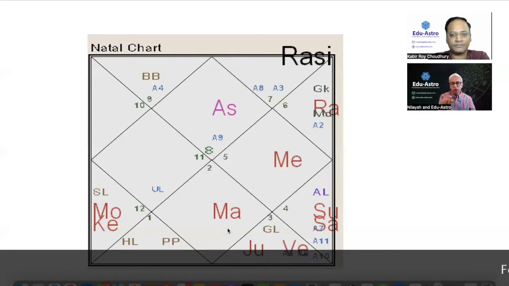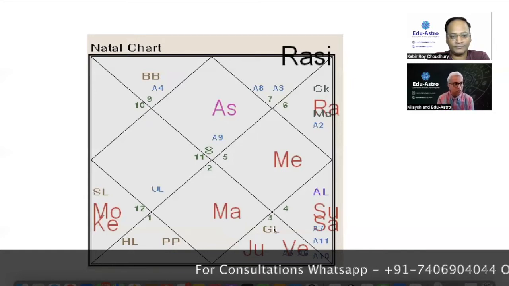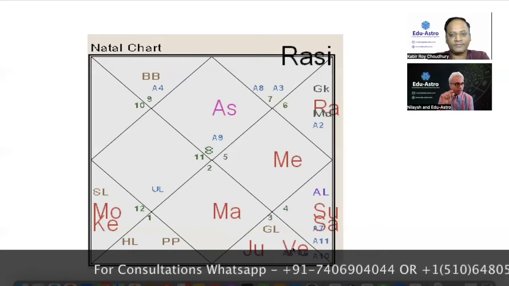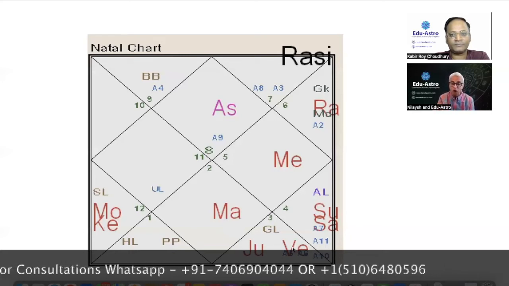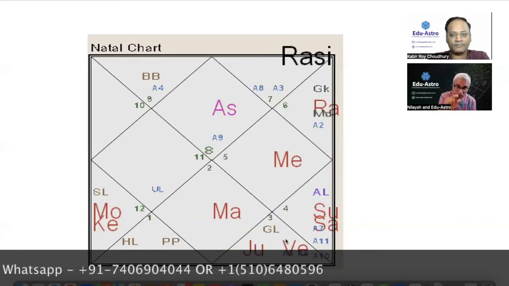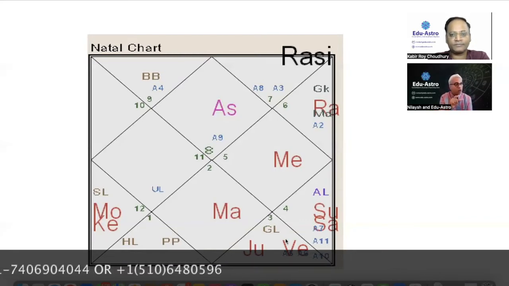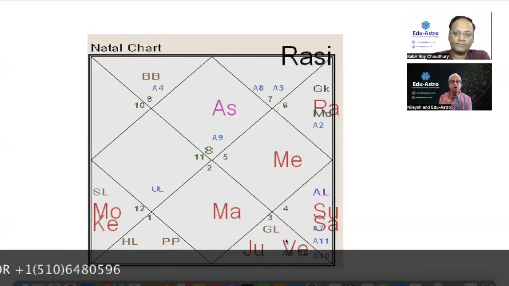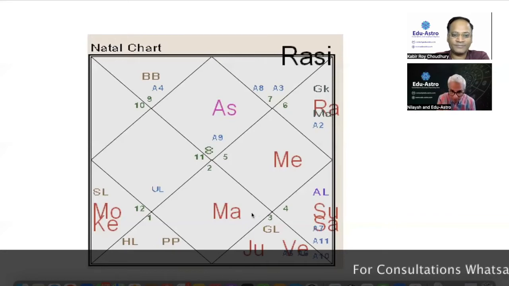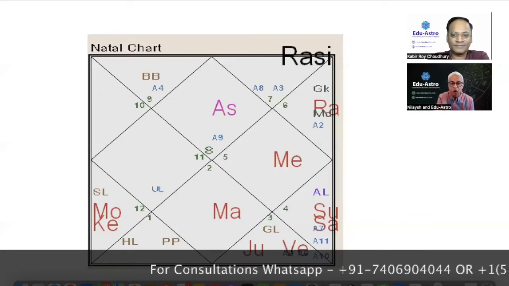Now, if you go to the Rashi lord, Venus, being the seventh lord, is placed in the eighth house. Strong possibility of getting money from the spouse's family, because of Venus being the lord. Now, what we say is that the lord is responsible and the indication of the fruits. So, Venus being the lord of the seventh house goes in the eighth house. After the marriage, you will have an indication of getting money from the spouse's family.